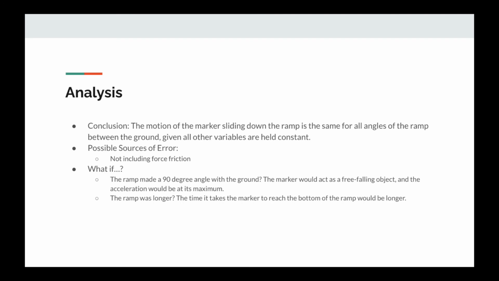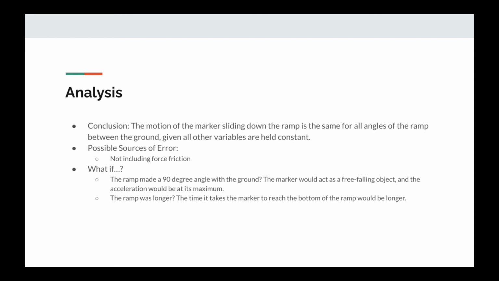Finally, for our analysis, our conclusion from this lab is that the motion of the marker, or any object sliding down a ramp, is the same for all angles of the ramp with the ground, given all other variables are held constant. One possible source of error in our data is not including force of friction acting upon the marker sliding down the ramp. A couple what-if scenarios for deeper understanding.